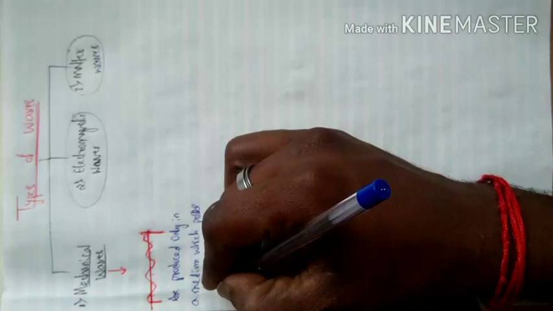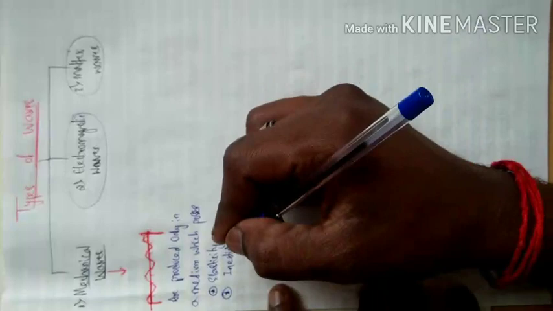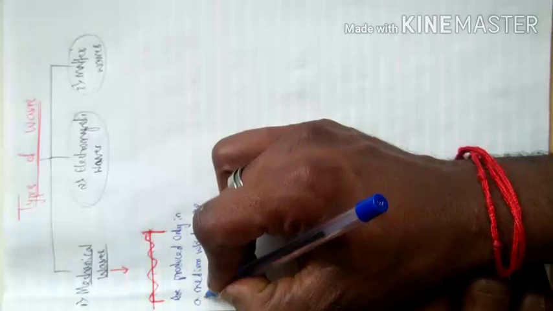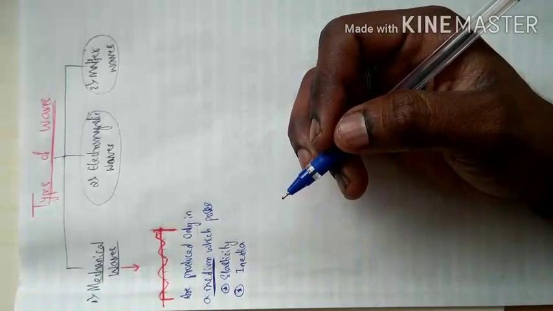The first property is called elasticity. That medium should possess elasticity, and it should possess another property that is called inertia. Therefore, what are mechanical waves? Mechanical waves are produced only in a medium which possesses elasticity and inertia. This is called mechanical waves.